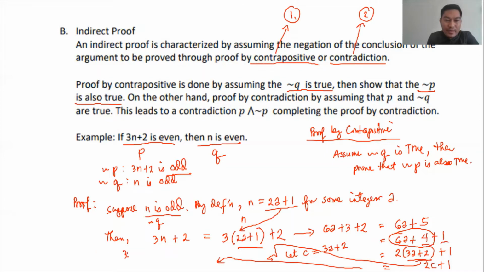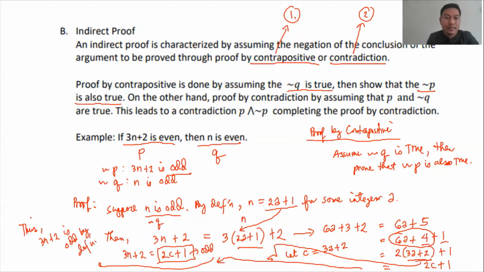Then 3n plus 2 is just equal to 2c plus 1. And we know that 2c plus 1 is odd. Thus, 3n plus 2 is odd by definition. Okay, so we're done. What we did was assume that the negation of Q is true, and then prove that the negation of P is also true, and that's what happened. I hope you understand it already, but if not, then let's have another example.